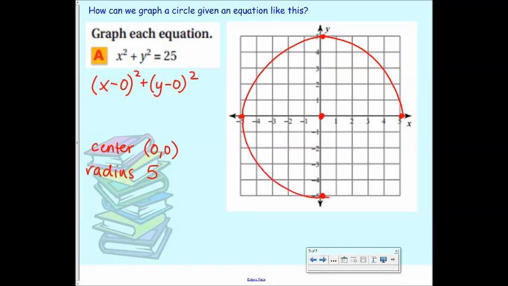Okay. I'm going to sit at my desk and just laugh when you try to graph the next one.